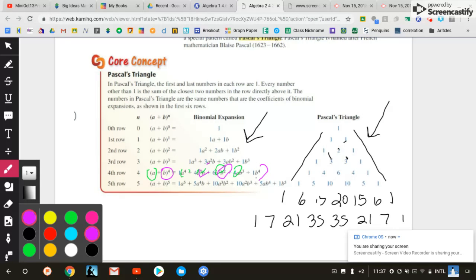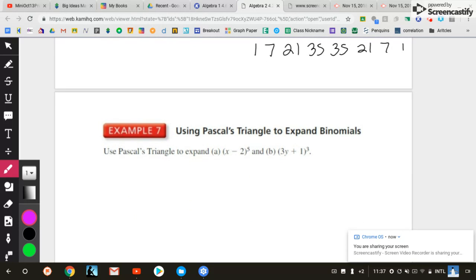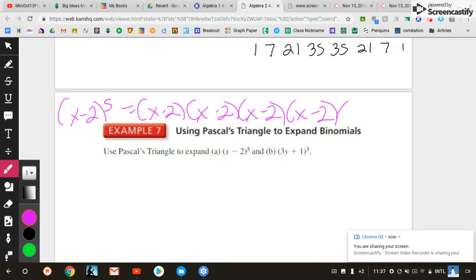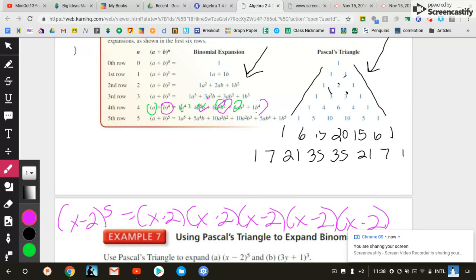So let's put those two patterns together, and let's actually expand. So if I want to find x minus 2 to the 5th, without Pascal's triangle, what you would have to do then would be x minus 2 times x minus 2 times x minus 2 times x minus 2 times x minus 2. And by golly, you could do it that way if you want to, but it's going to take you forever and a day, and nobody's got time for that. So thank you, Pascal, for figuring out this pattern.